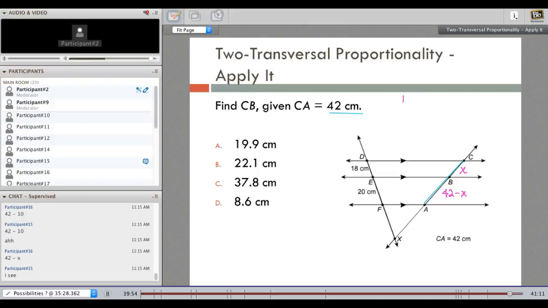Now we can set up our proportion. Okay, so we could say 18 over 20. What would I need on the other side if I did 18 over 20 on this side? Match it up over here. What would I have? And again, don't read too much into it. It's intuitive. There you go, Ben. X over 42 minus X. Okay? And then from there, same old, right? We're going to cross multiply, use our algebra to find X.